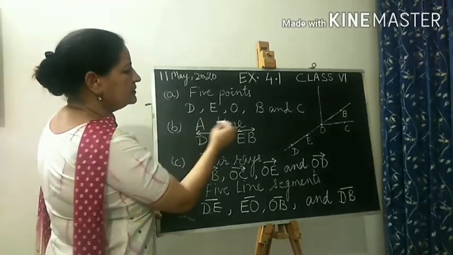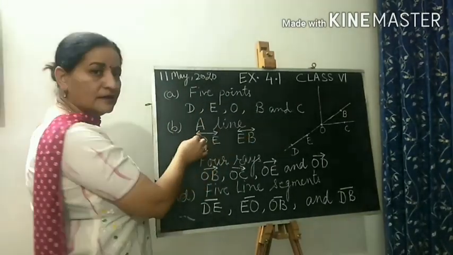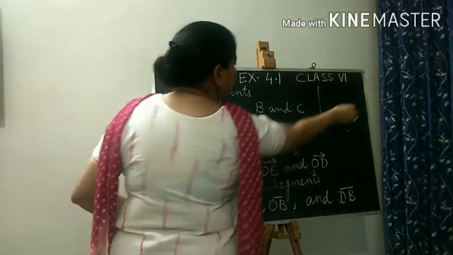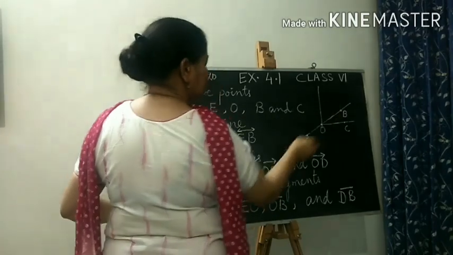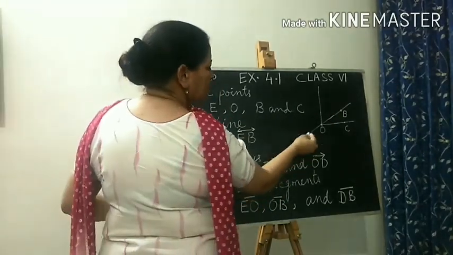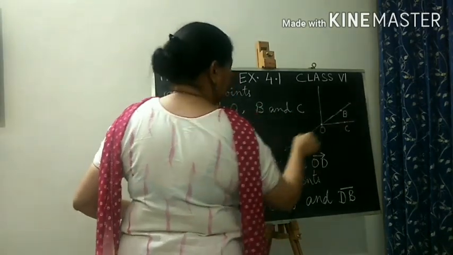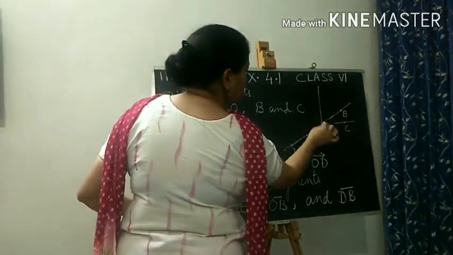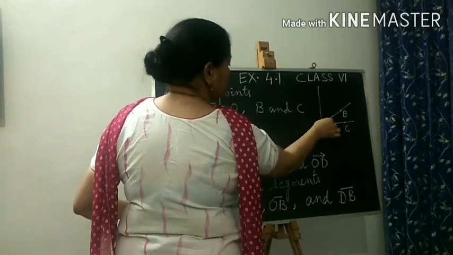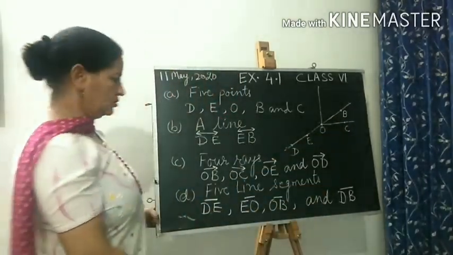Next is a line. For a line we can take any points which are on this straight line. That can be DE, EB. You can write any of the points, but they should be on this line. We cannot write OC because it has one fixed starting point, that is O.